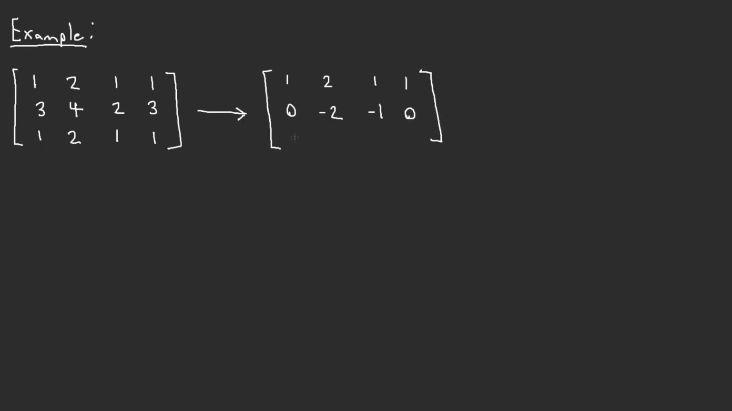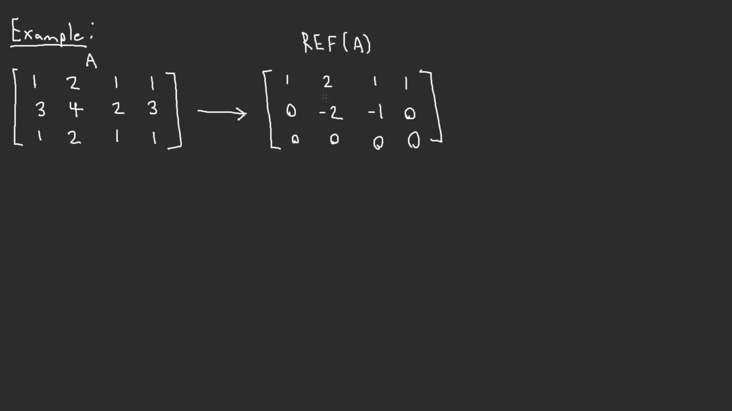Now I'm going to knock out this entry on the bottom. And so I'm just going to subtract 1 copy of row 1 from row 3, and I get a row of all zeros. Now, this matrix is in row echelon form. This is REF of A. Let's call this matrix A.